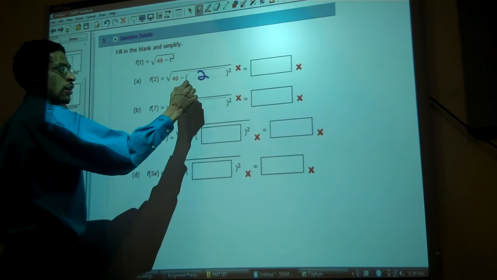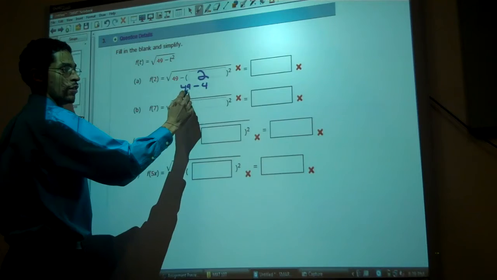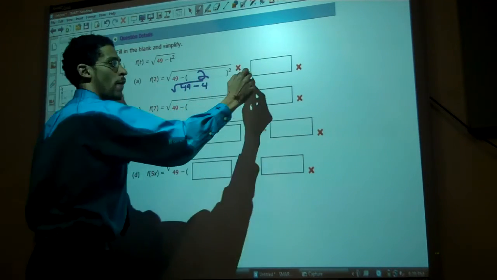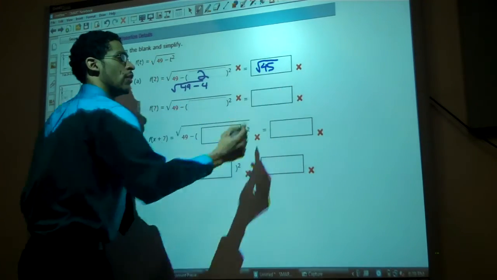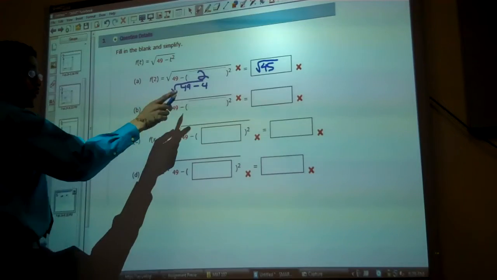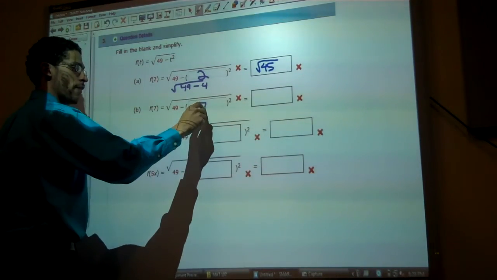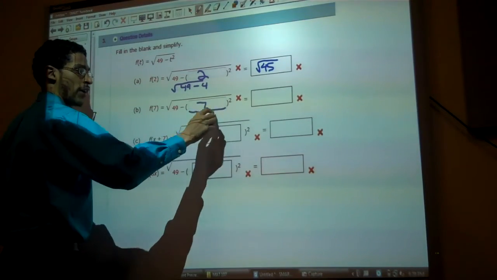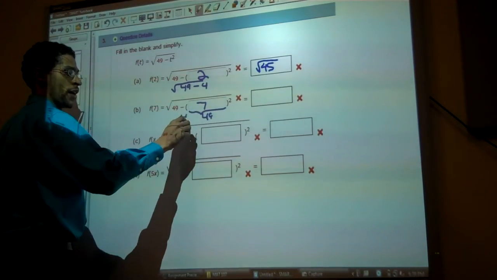49 minus 4 is 45, underneath a square root. That might be able to be simplified. I don't know if they want you to. I think they should take that answer. We'll see. Put a 7 in, and then you get 0, because 7 squared is also 49.